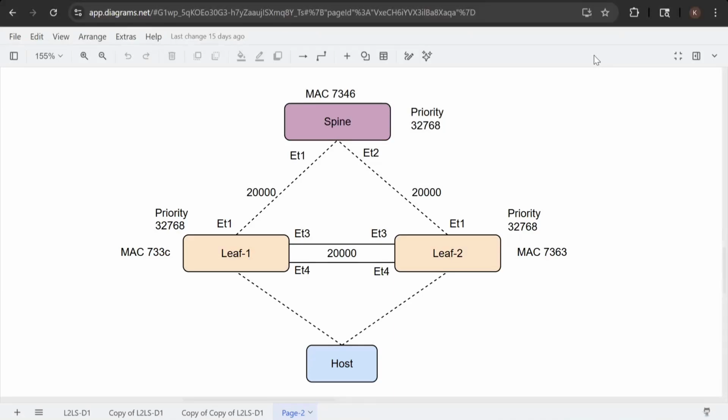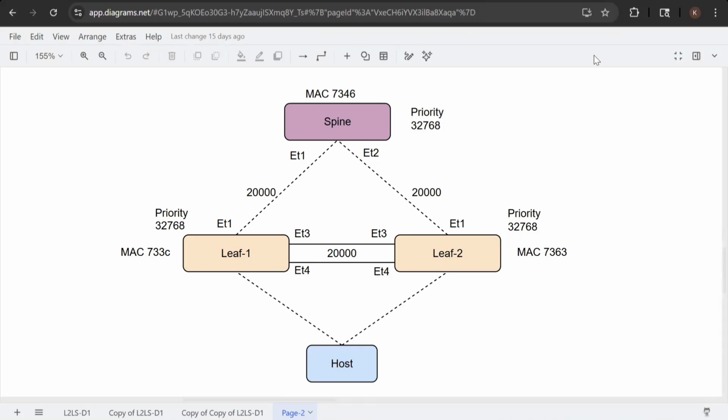Welcome back to episode 2 of Spanning Tree. In this video, we are going to be doing our first test case, which is configuring a switch as the root bridge. Right now, leaf 1 is the root bridge of this instance. I'm going to be configuring the spine as the root bridge.